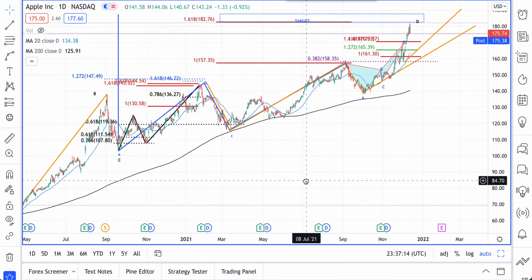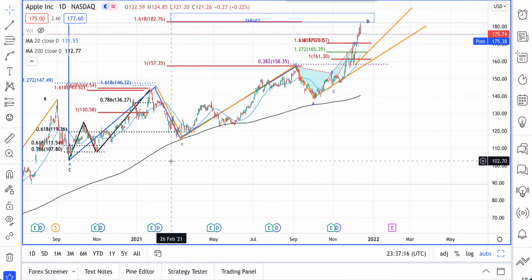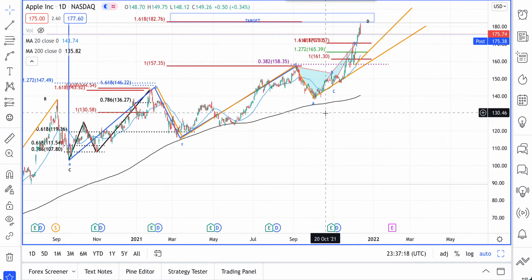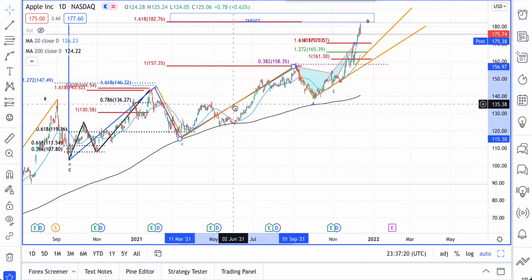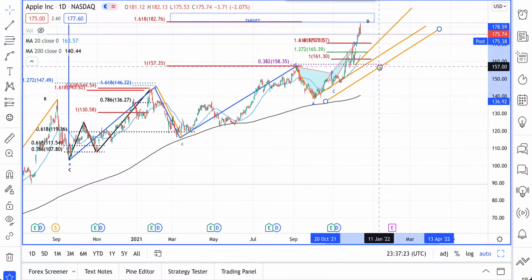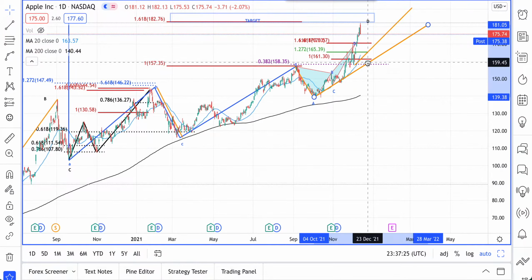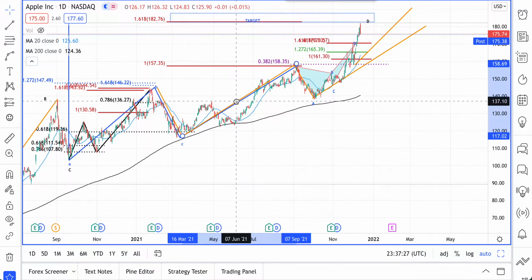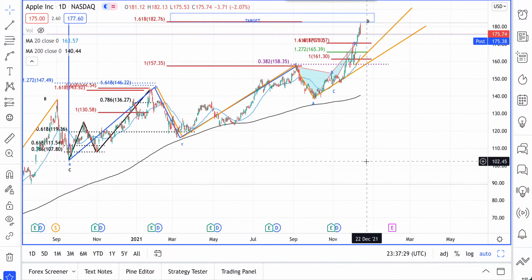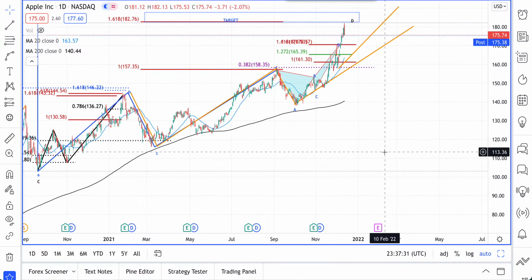Then we had another ABCD, which is this ABCD. So this orange line segment, you take this and you bring it here. That completes right around the $182 per share level. Then we had some smaller ABCDs as well.